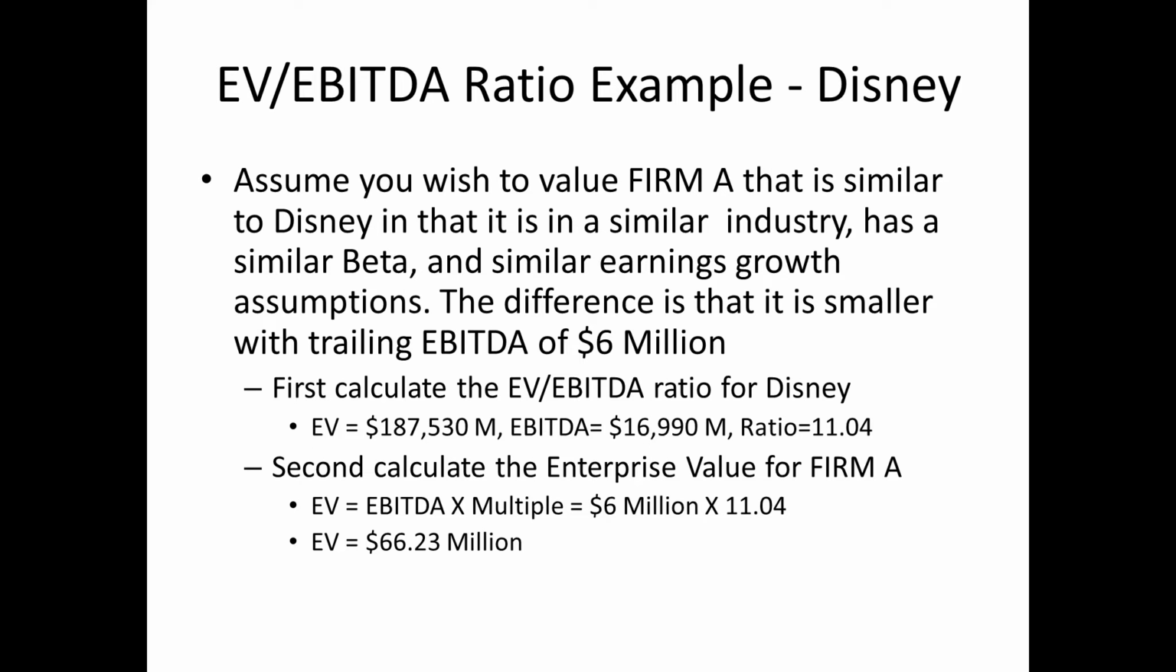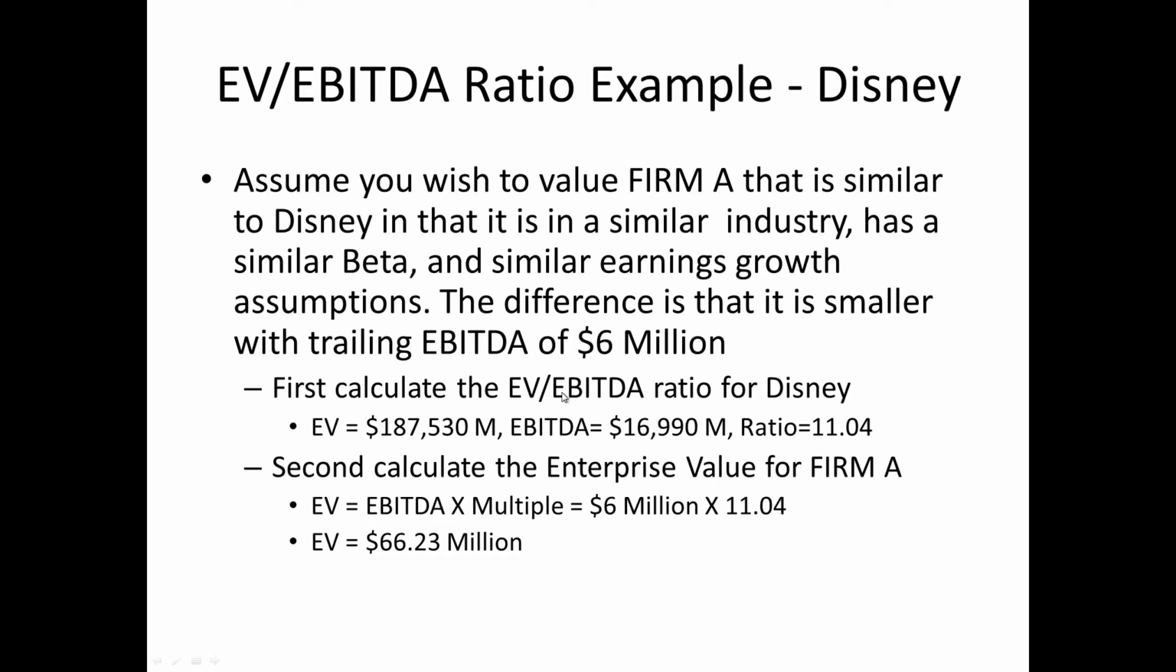Now, using Disney again, we'll do an EV versus EBITDA ratio example. So assume you wish to value the firm. Again, everything's similar. In this case, the EBITDA of the firm is $6 million, so we've got to use EBITDA instead of earnings. And since EBITDA is before you take out interest, taxes, depreciation, amortization, then usually for a firm that's profitable, you expect EBITDA to be bigger than earnings. So we're just going to say it's $6 million. I just made that number up as an example.